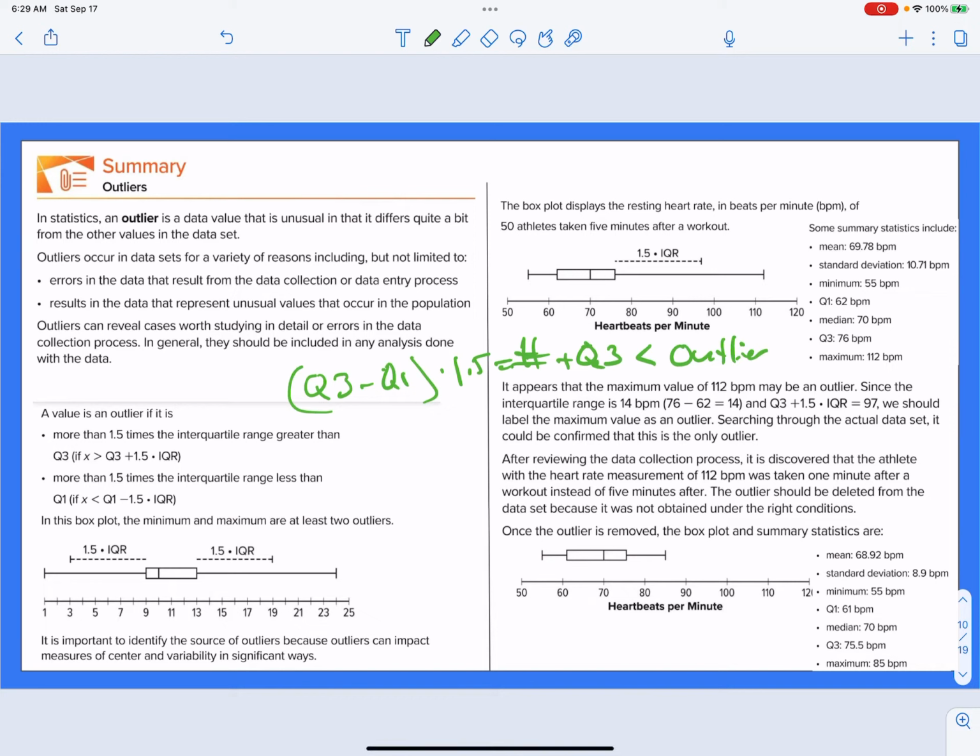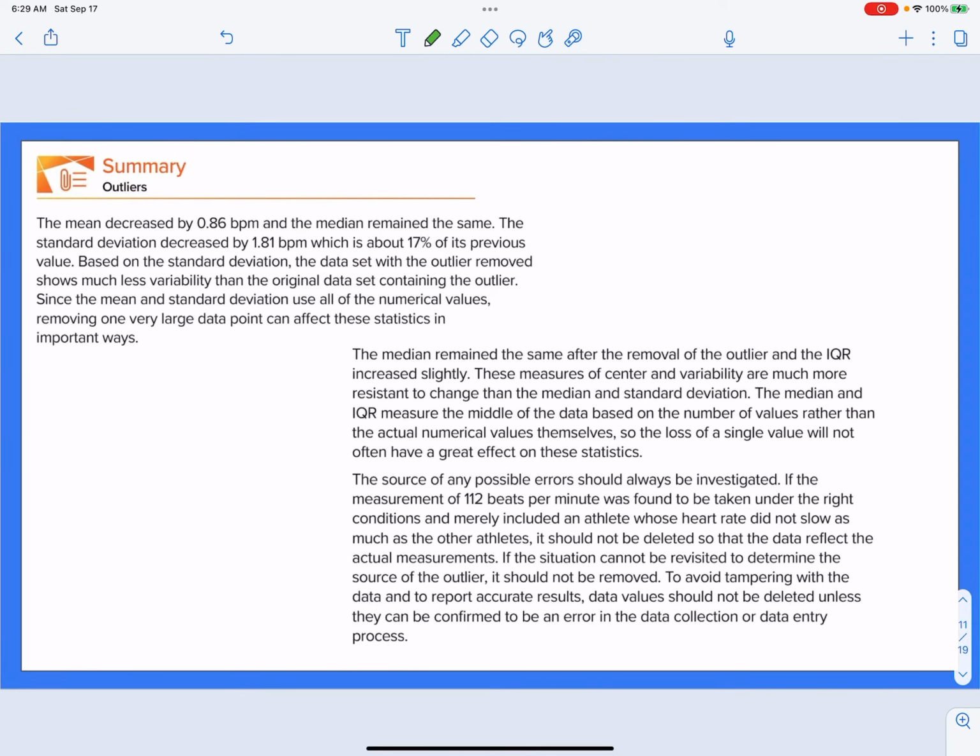You can tell on the different charts and graphs if something is an outlier, but then the big thing is, what do you do with it? Do you want to keep it or toss it? And that's where you have to use some math and some thinking to decide what's going to be the best thing to do with that information. So this is your summary statement here. You can read through those there, and that's really what it is.